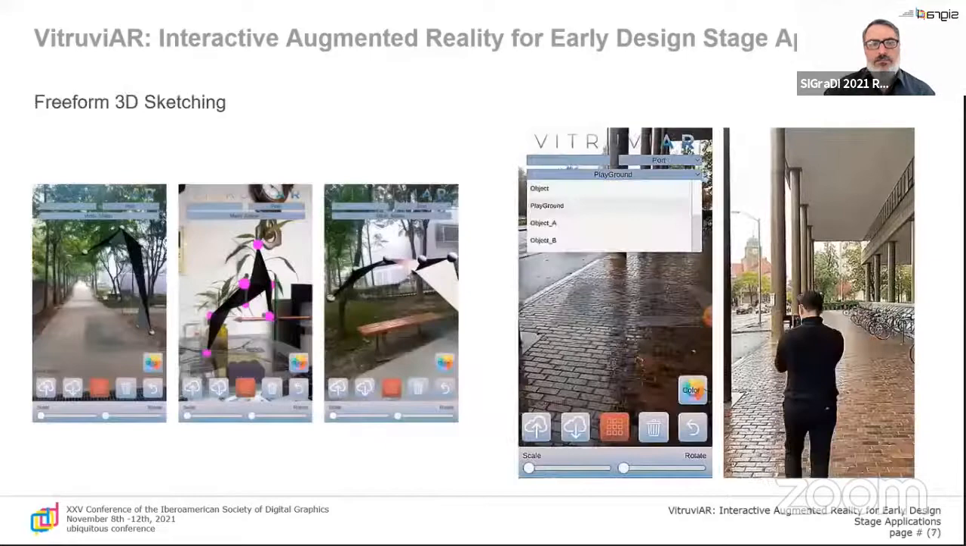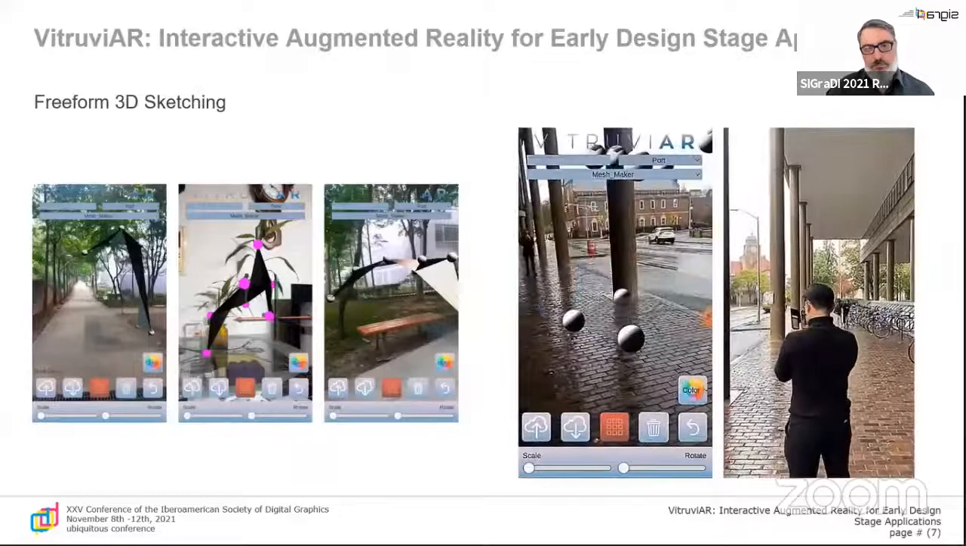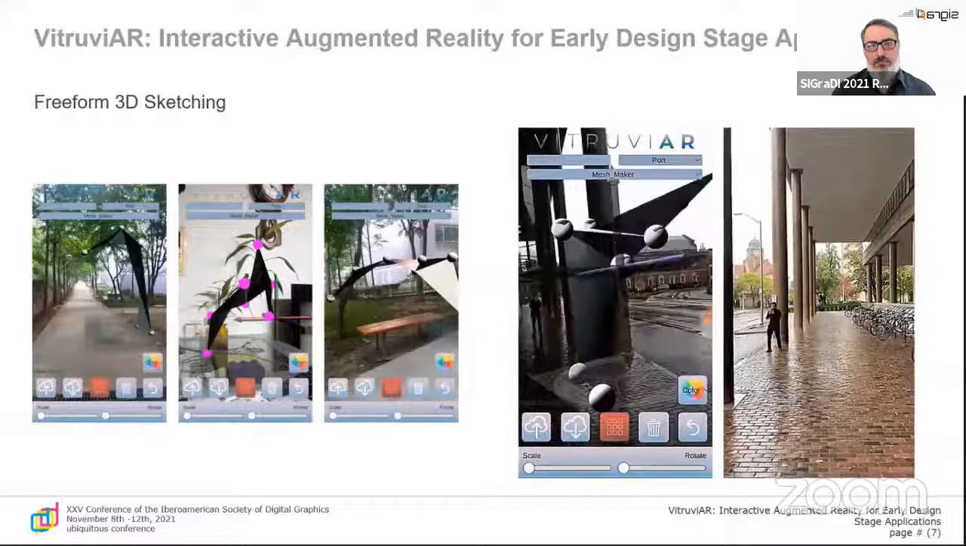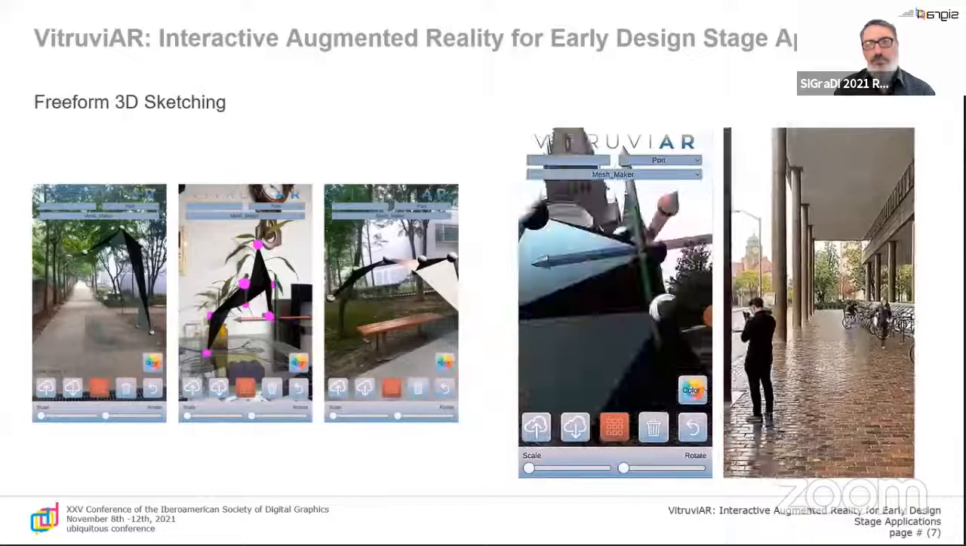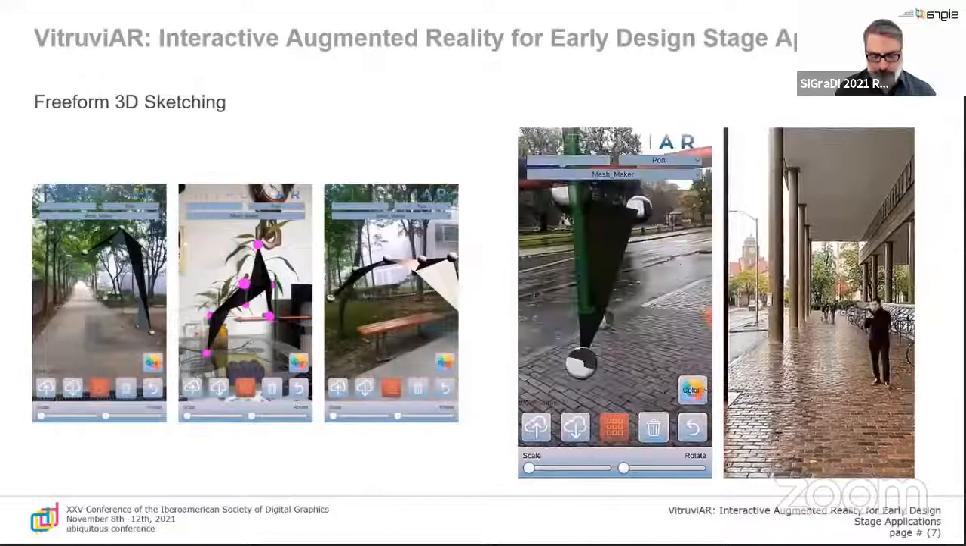Three design methods were created to provide users with tools intended to facilitate early architectural design stages. First is freeform 3D sketching. It uses the points in the AR environment as vertices of a mesh structure, and each vertex can be added on the base plane and transformed by dragging the XYZ gizmo, which is called Gumball. So the users can design their own geometry according to the AR environment.